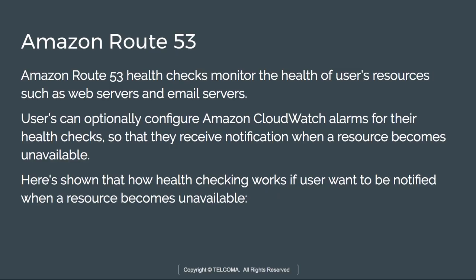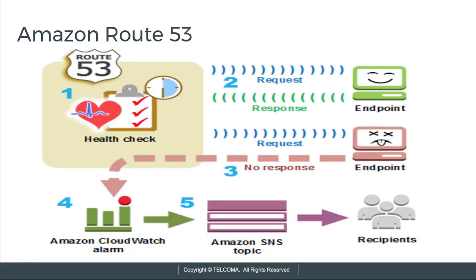Today in this class we are going to discuss health checks in Amazon Route 53. Amazon Route 53 health checks monitor the health of the user's resources such as web servers and email servers. Users can optionally configure CloudWatch alarms for their health checks so that they can receive notifications. So how it works, let's understand.